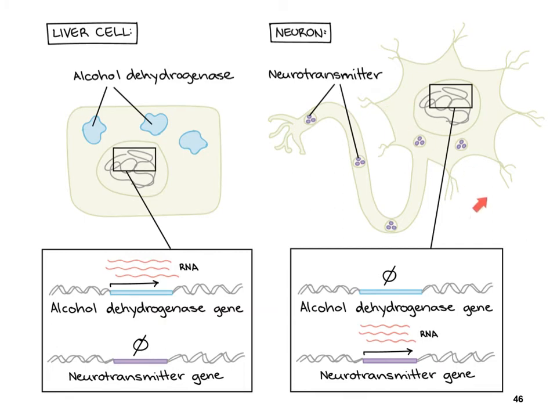Neurons then would have that neurotransmitter gene turned on. It'd make that RNA, it will make those different kinds of neurotransmitters, but it will have the alcohol dehydrogenase gene turned off. And this is how cells can be specialized and have different functions.